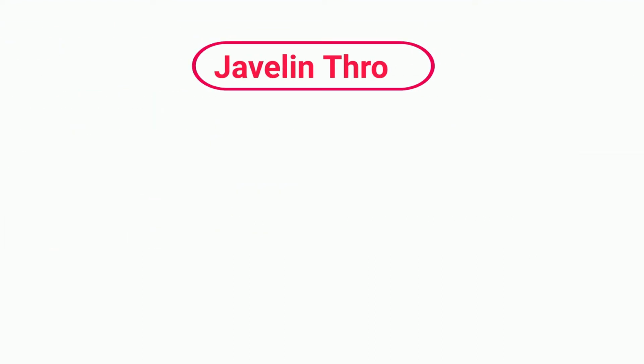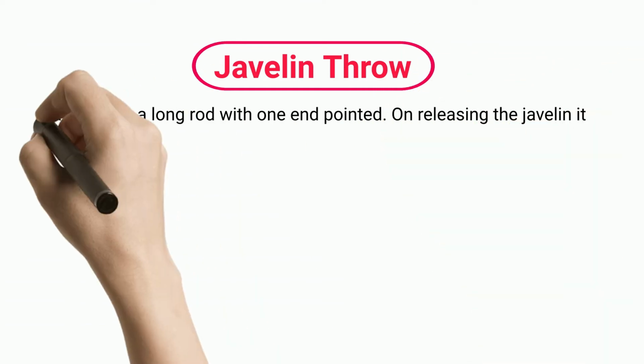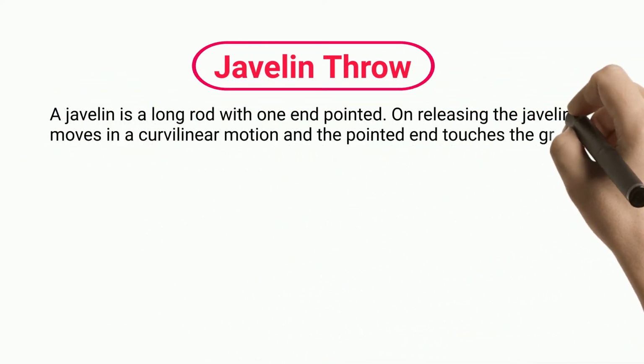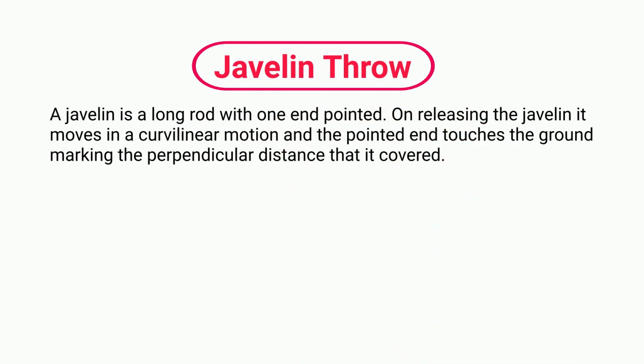Javelin throw. A javelin is a long rod with one end pointed. On releasing the javelin, it moves in a curvilinear motion and the pointed end touches the ground, marking the perpendicular distance that it covered.